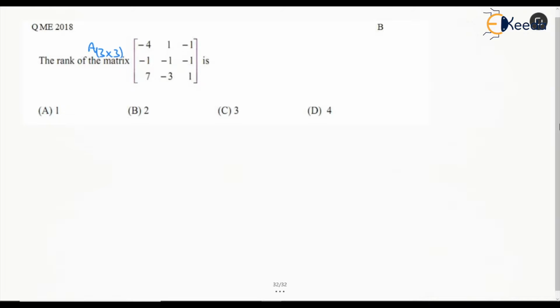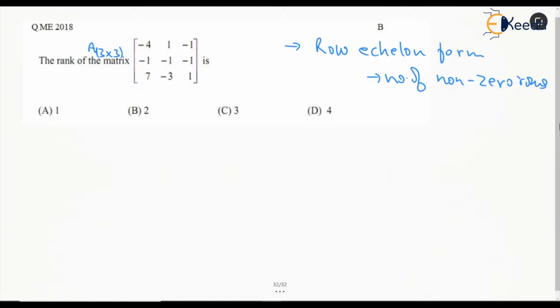Now the conventional method says we can transform this into row echelon form and check for the number of non-zero rows, right? So whatever the number of non-zero rows will be, that will be the rank of this matrix, which possibly can have a highest value of 3, of course not 4.